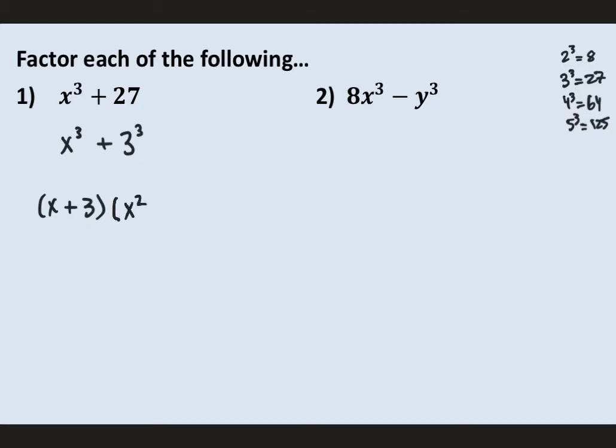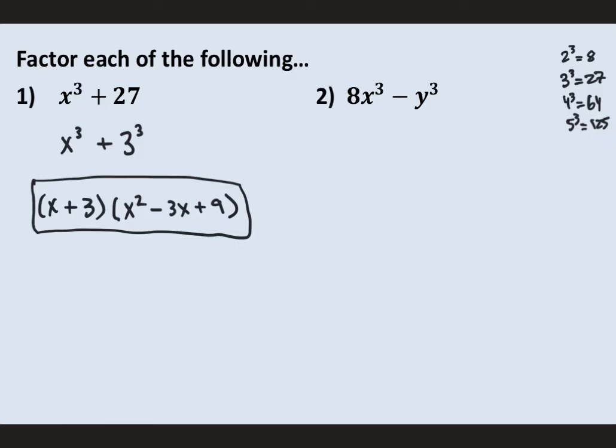An opposite sign, the opposite sign of plus is minus. And then we multiply the two things together. So we're going to multiply the x and the 3 to make 3x. And then the last one is always positive, and it's the other base. In this case, that's the 3 squared, which is 9. So there we go. We have now factored. This is our final factored answer, x plus 3 times x squared minus 3x plus 9.